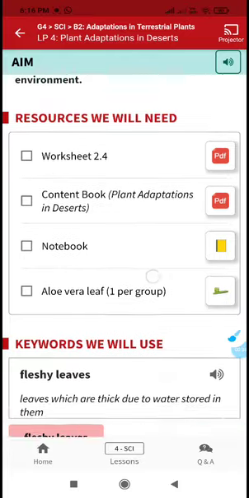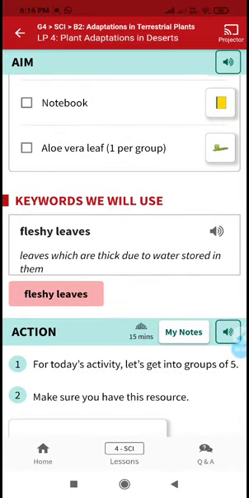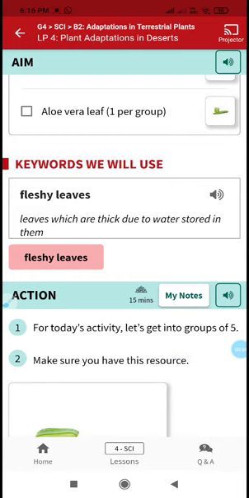Before starting the class, we'll see the keywords which are given in this lesson. The first one is fleshy leaves. Fleshy leaves means the leaves which are thick due to the storage of water. The leaves which are growing in desert areas are very fleshy leaves. They store water in them.